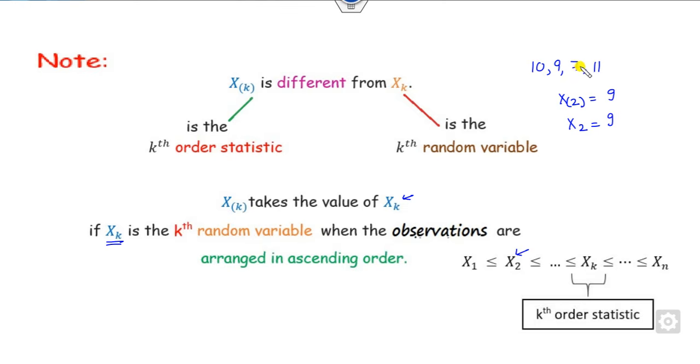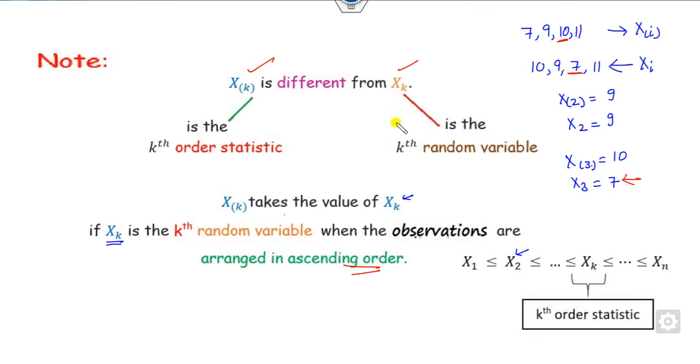Why? Because if you arrange them in ascending order, the numbers stay in the same place. But what is x(3)? That is the third smallest element, which is 10. And what is x3 in this example? It is 7, because this is my given xi series and this is my given ordered series. So this is my x3, and this is my x(3), the ordered statistic. Sometimes they may or may not be equal, depending upon whether it takes the exact value in the ascending order. So make sure that xk is different from x(k).